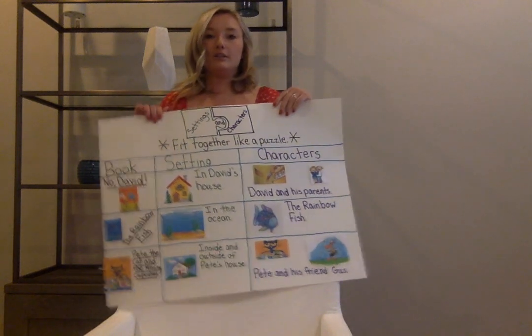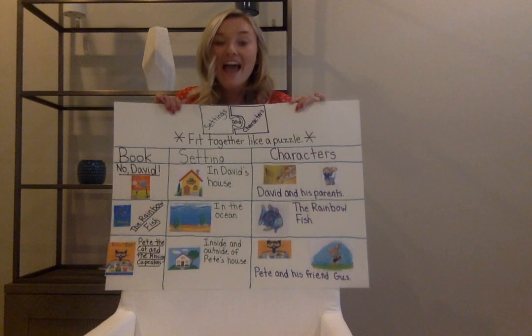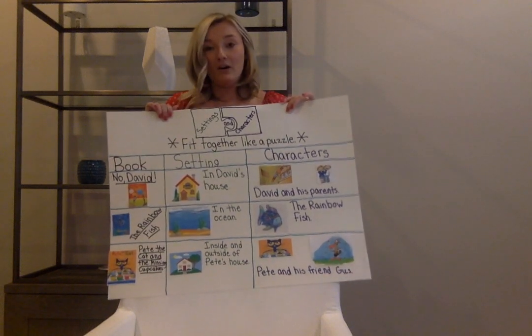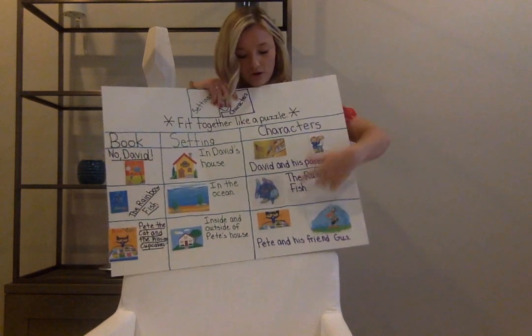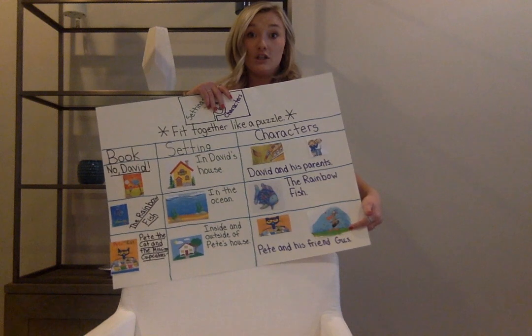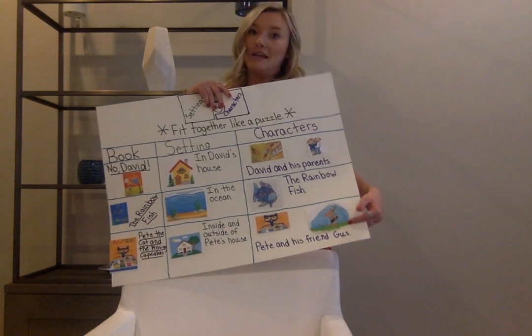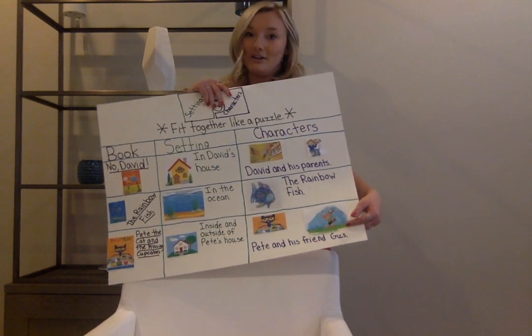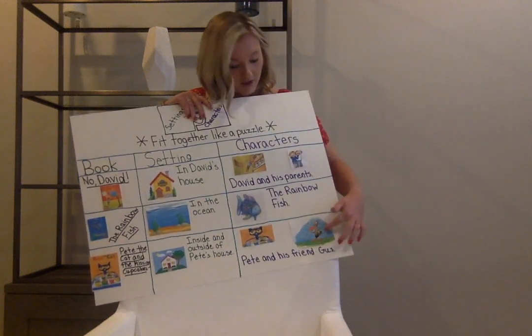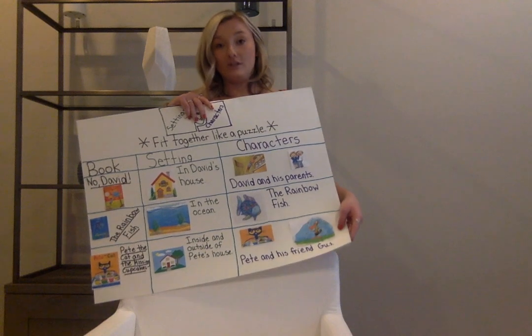And for characters, again, the author gives us a clue in the title of who the story is going to be about, because it says Pete the Cat. So one of our characters is Pete the Cat and his friend Gus. Those were the two making the cupcakes together. So those were two characters. And like I said, boys and girls, there can be more than one character in a story.